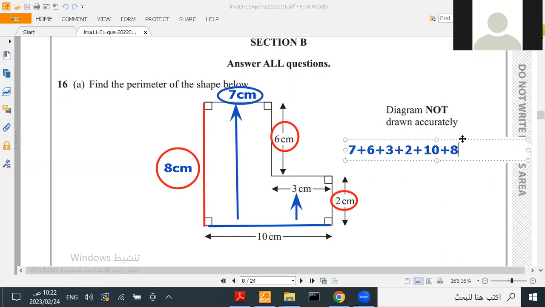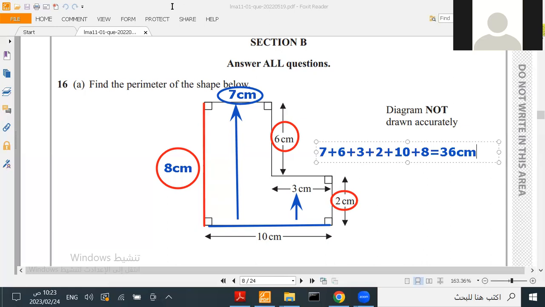So let me put it here. Okay, sorry. Now let's add it. So it's going to be 7 plus 6 plus 3 plus 2 plus 10 plus 8. So I have 36. Very good. 36. 36 what? The unit is centimeters. Very good. So it's going to be in centimeters. And this is how you answer this question.